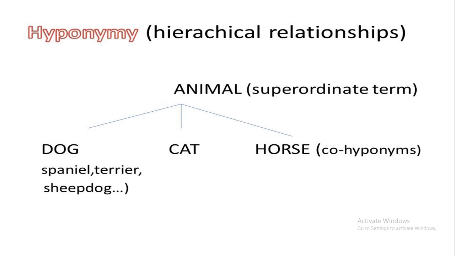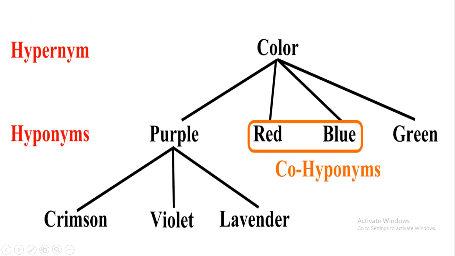You can see here some other examples of hyponymy. For example, the word animal, which is the superordinate term, and the types of animals included here, for example, dog, cat, horse, these are hyponyms. The relation between these three words is known as co-hyponymy. Another example is the word color, which is a hypernym or superordinate term, and when we include types of colors, for example, purple, red, blue, and green, these are called hyponyms, and the relation between these colors is called co-hyponymy.